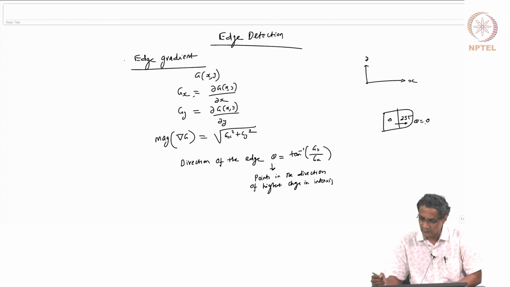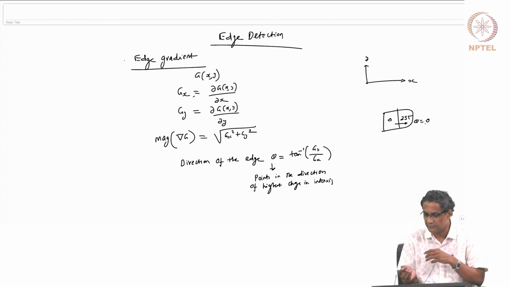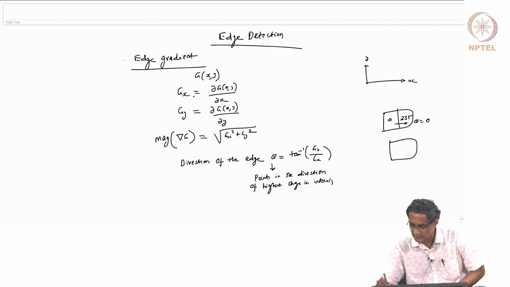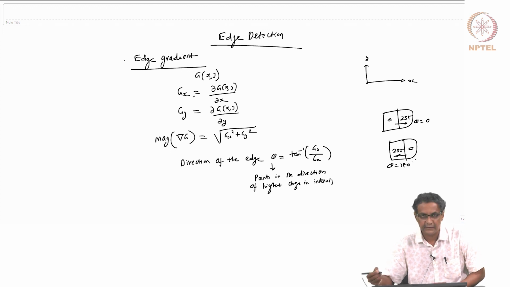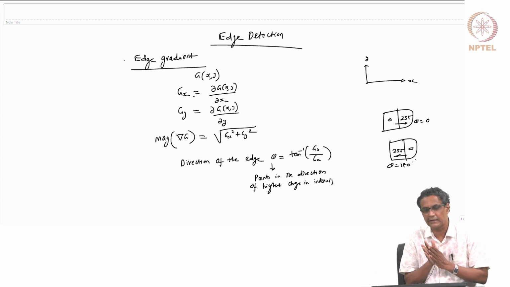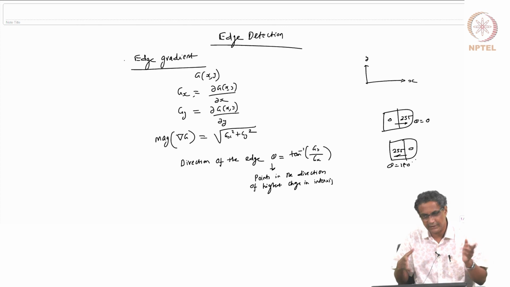0. If you make it 255 0, then it will mean that the edge goes in the other way. So if you make this 255 and you make this 0, then your theta will be this, which will be actually 180 degrees and so on. So we have this notion of orientation, and you can also have inclined edges and so on.